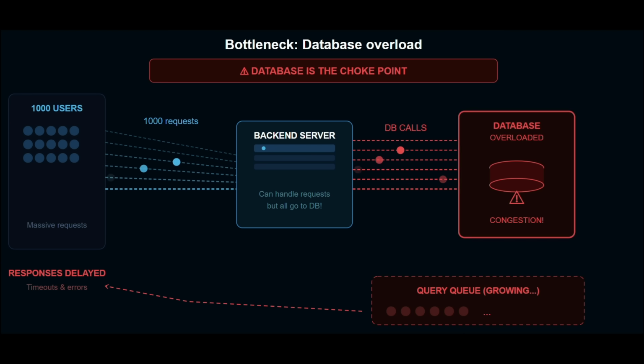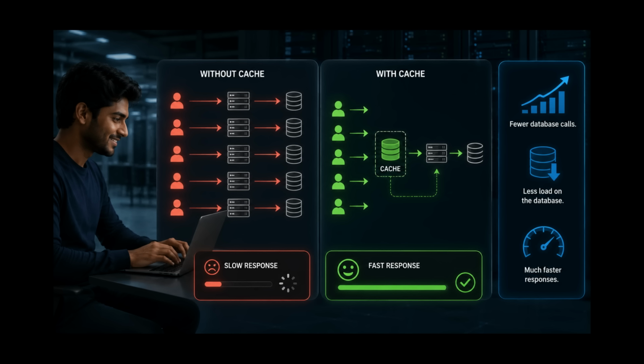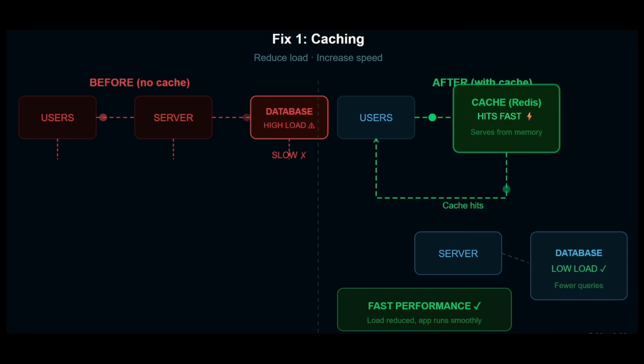So what happens next? Let's understand how engineers solve this problem in real systems. The first solution is caching. Ask yourself, do we really need to fetch the same data from the database every single time? Most of the time the answer is no, because instead we store frequently used data in memory, and this is what we call a cache. Now the flow changes here. User to cache to database, and it is only if needed. Why am I saying only if needed? Let's understand that.